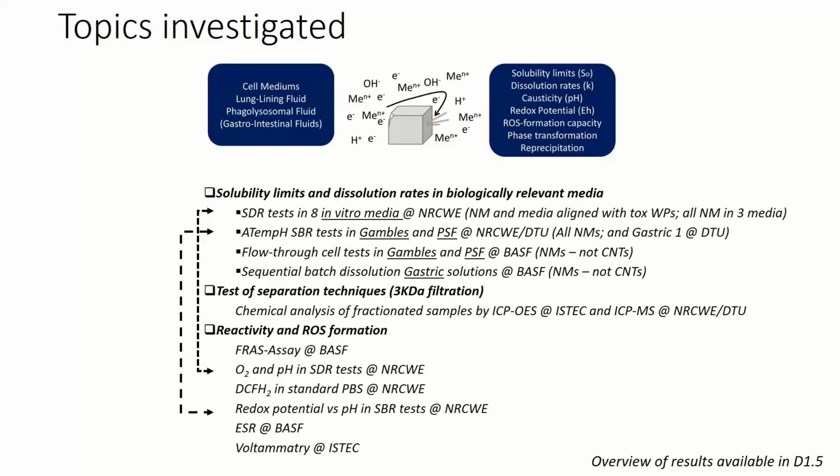And we looked into determination of the solubility limits at different time points, determination of the dissolution rates, pH reactivity or causticity, redox potential, and the ability to form reactive oxygen species. Some work was also set to look into phase transformation and reprecipitation, but that will not be discussed in this presentation. We used four main methods for the solubility limit and dissolution rate determinations.